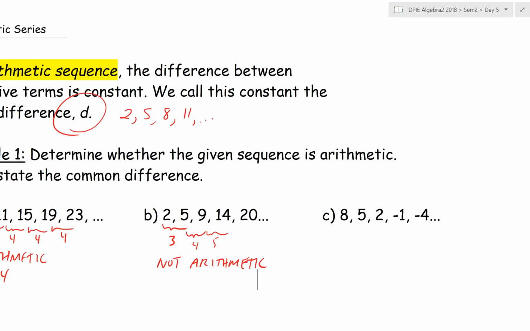Okay, now let's take a look at example C. To get from 8 to 5, we would have to subtract 3. To get from 5 to 2, we'd have to subtract 3. To get from 2 to negative 1, we would subtract 3, and then subtract 3 again to get to negative 4. So this is arithmetic. The common difference is negative 3.